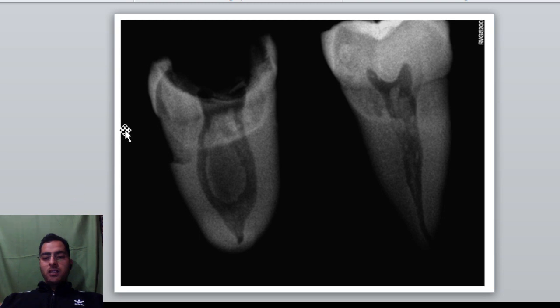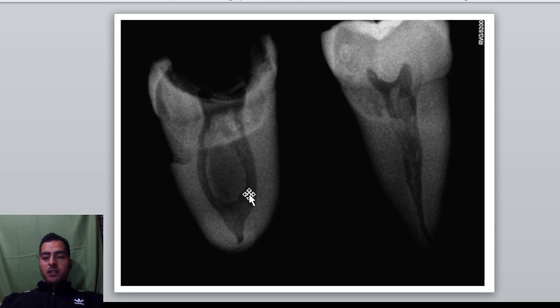So I sectioned the tooth and took a radiograph in the mesiodistal direction. Here you can appreciate only one apical foramen, two canals. One is the mesiobuccal and one is the mesiolingual. And here you can see the single pulp chamber. This is the mesial root.